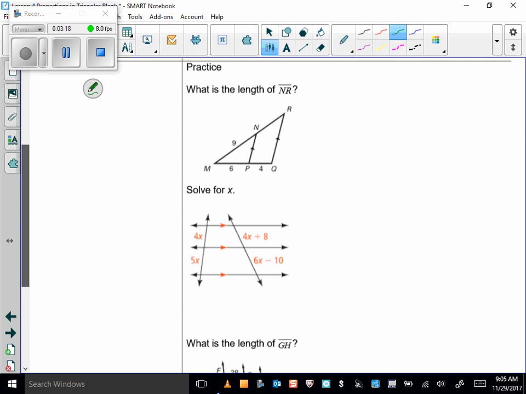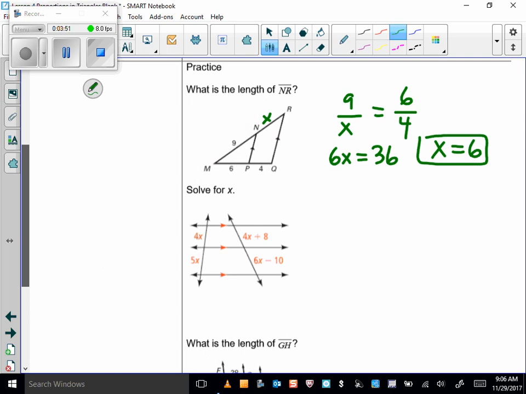Okay, so what do we got here? Definitely we're going to use the side splitter theorem to find the length of NR. So I'm just going to label that X. Okay, and what do we know? That since PN is parallel to QR, we know that the sides are divided proportionally. So I know that 9 over X equals 6 over 4. And I could simplify 6 over 4, but this one's pretty easy, so I don't really need to. Just going to cross multiply, get 36. So X is going to be 6 in this case. And, well, we really should relabel it as NR. NR equals 6.